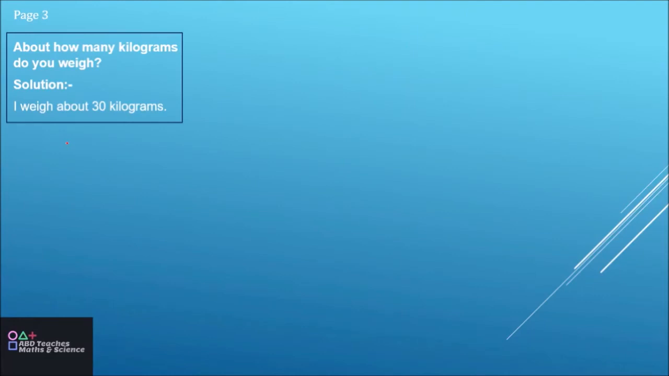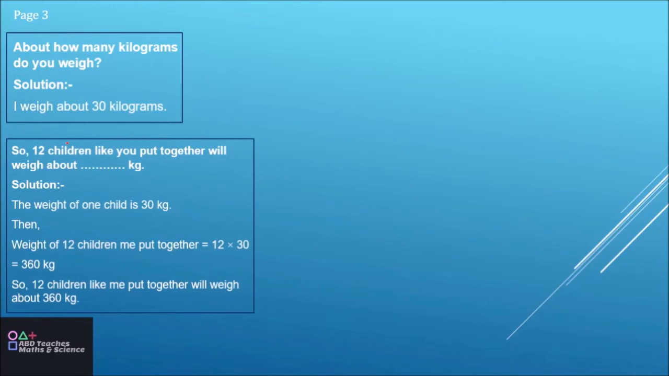About how many kilograms do you weigh? I have taken it approximately 30 kilograms. You may take other weights also. So if one child weighs 30 kilograms, 12 children will weigh how much? Very simple. One child weighs 30 kg, 12 children will weigh 30 into 12, that is 360 kg. So 12 children like me put together will weigh about 360 kg.